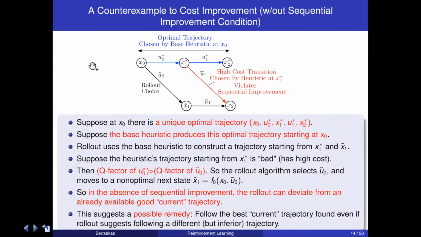Yeah, so that means a rollout cannot actually deteriorate the result that is obtained from whatever heuristic we are using, right? Yes, in order to guarantee that, you have to verify that sequential improvement is satisfied or something similar. Yes, that makes sense. Any other questions?